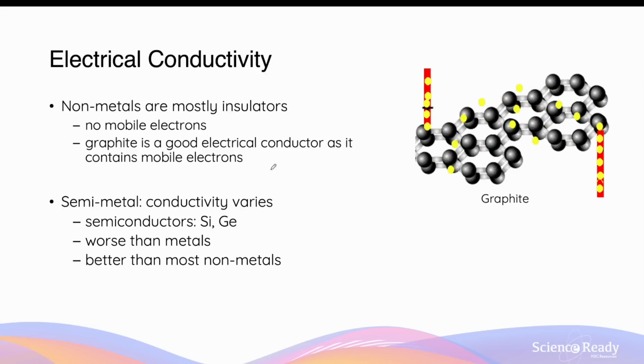Semi-metals, the conductivity of electricity actually varies. Silicon and germanium are very famous semi-metals that can be made into semiconductors, but usually this requires modification of the elements.